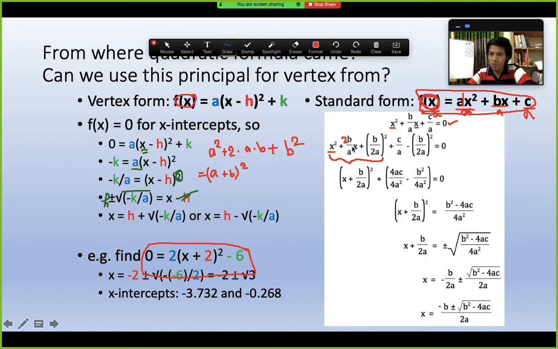But there is no 2 here. So, to give a 2 here, you have to divide by 2 also. So 2 and 2 cancel out. Now it looks like the formula. That's why here you can see b divided by twice a came here. This term we gave extra. This is not given here. This term we gave extra here.